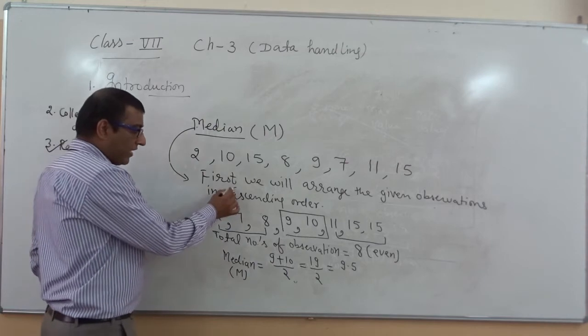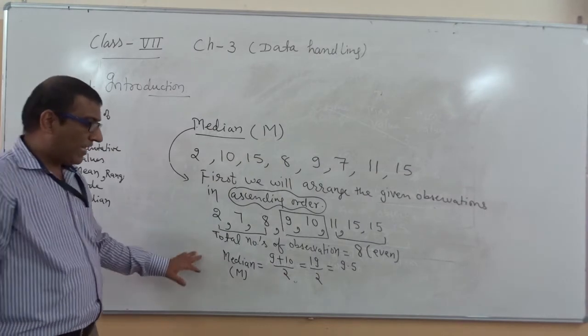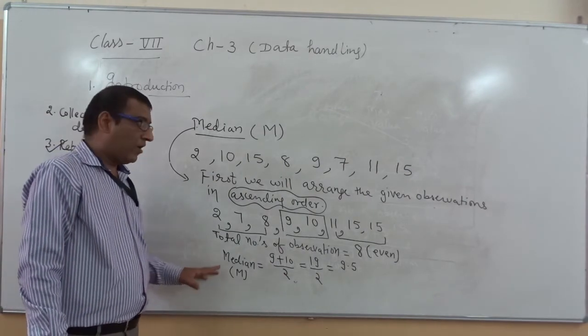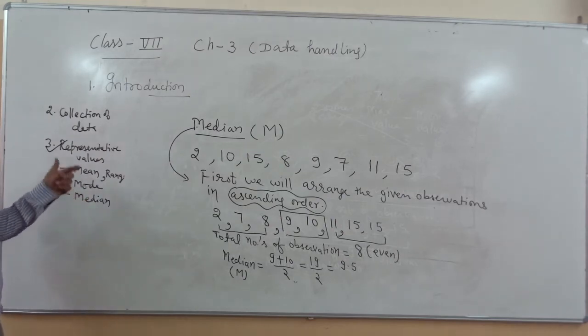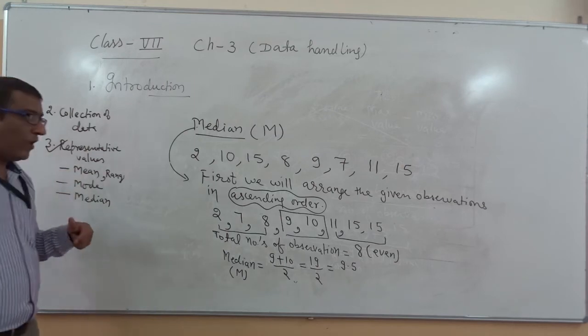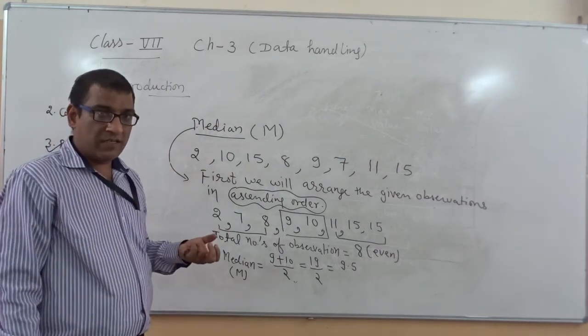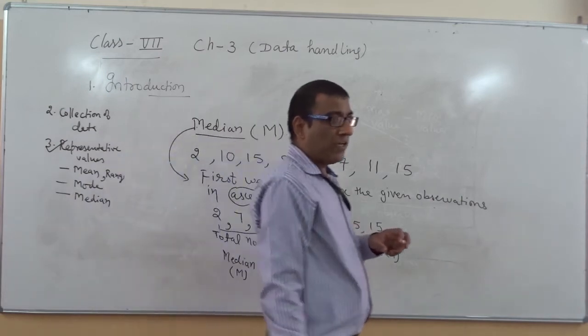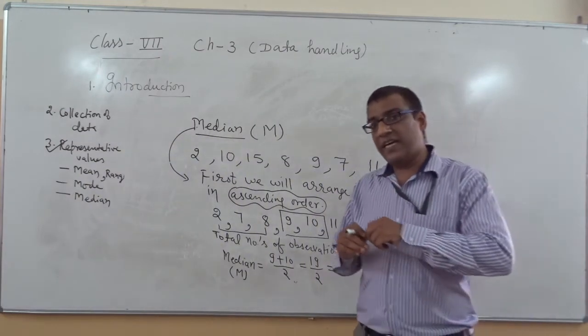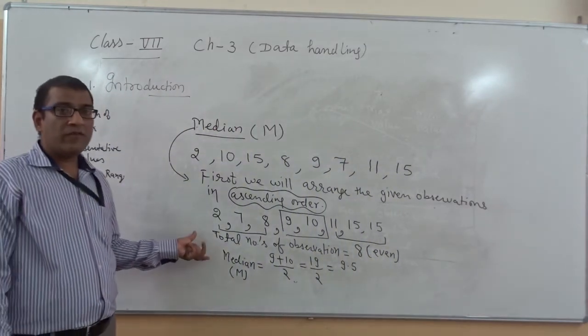Again I am repeating, you will arrange the data in ascending order or descending order, it depends on you. In every case you will get the same value of median. So I hope with the help of the introduction part, the collection of data concept, and the representative values related with mean, range, mode and median, you will solve any question related with observations. So whenever you calculate median, first you will arrange the data in any order, ascending or descending, and after that you will calculate the value of median.